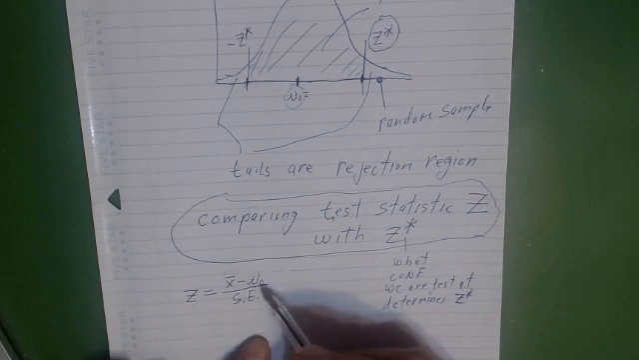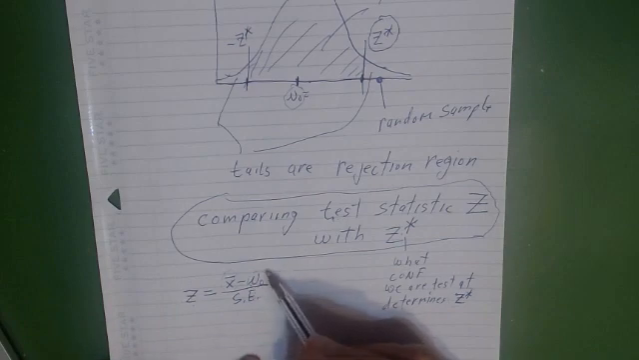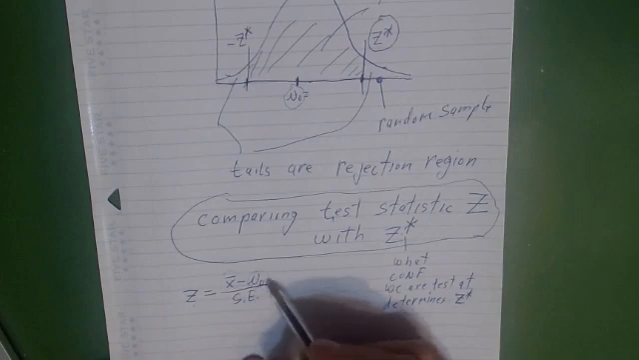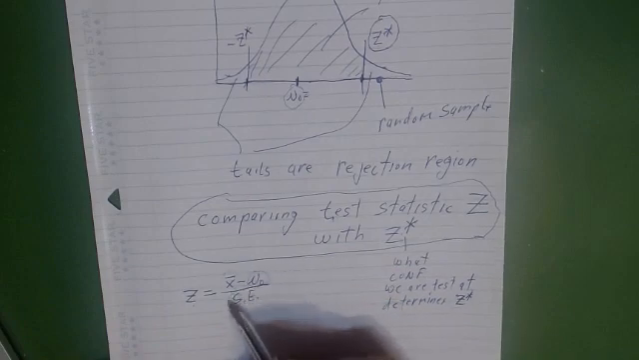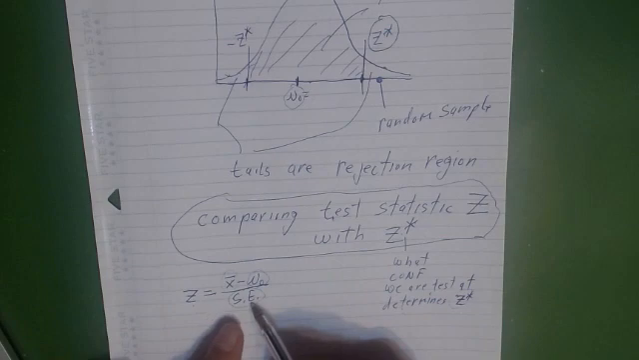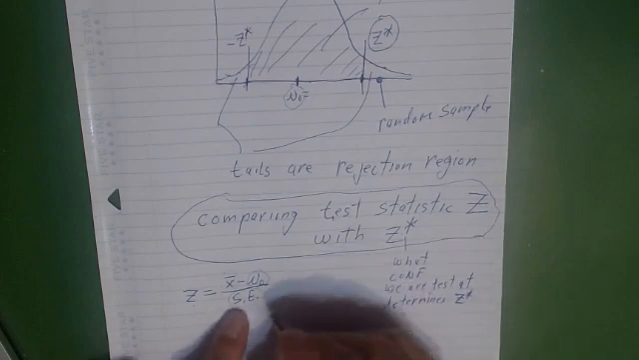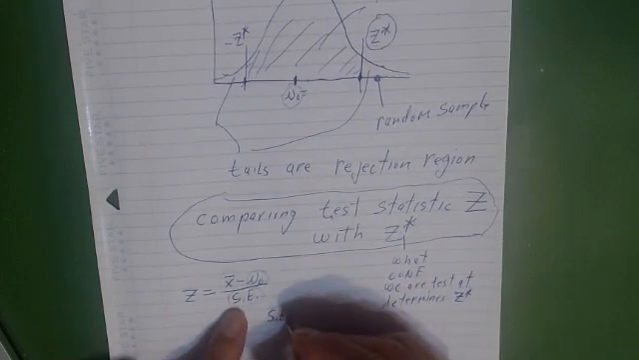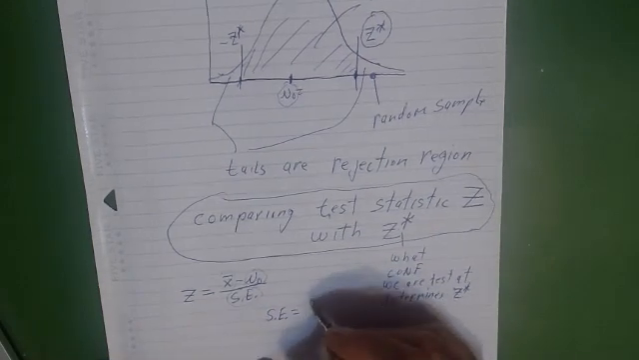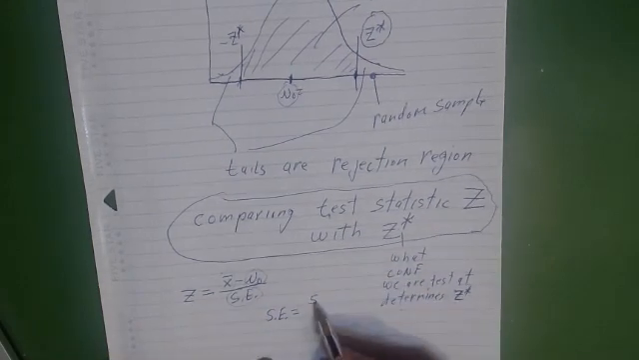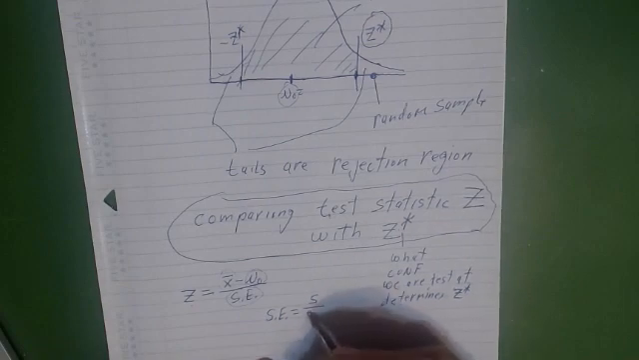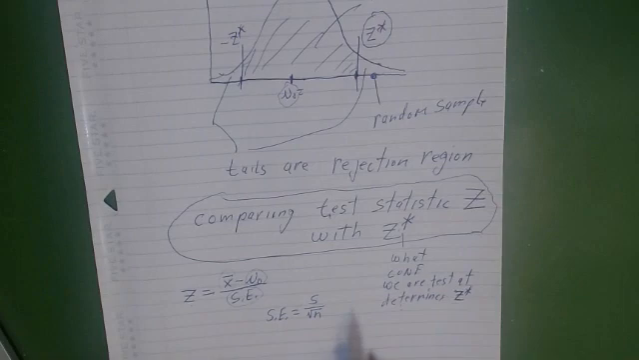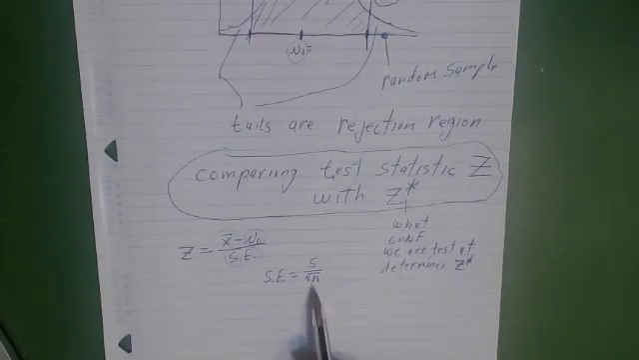Mu naught, you already know. You stated that in your null hypothesis. You already have this information. It's published that the population mean is supposed to be such and such. So you already know this. This standard error you get from your sample also, right? Standard error is equal to the standard deviation of the sample divided by the square root of n, which is the number of individual elements in the sample.